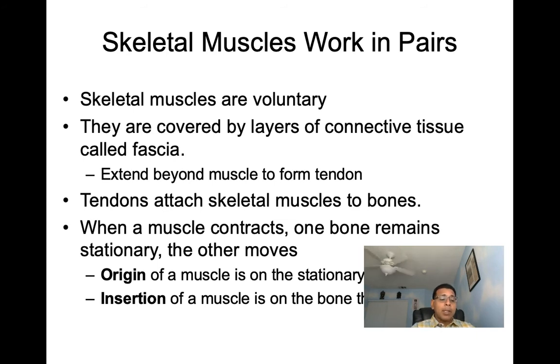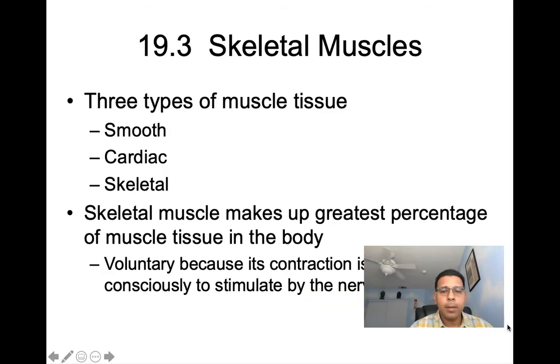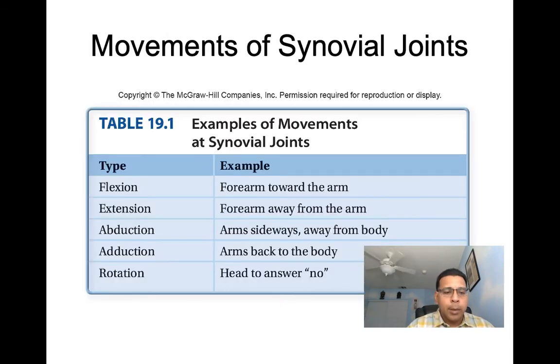Let's talk then about how skeletal muscles work. First I'd like you to know they work in pairs. Second, I'd like you to know muscles have an origin, which is on a stationary bone, and an insertion, which is on a bone that moves. Next, there are some terms I'd like to review with you. Here we can see we have flexion, extension, abduction, adduction, and rotation.